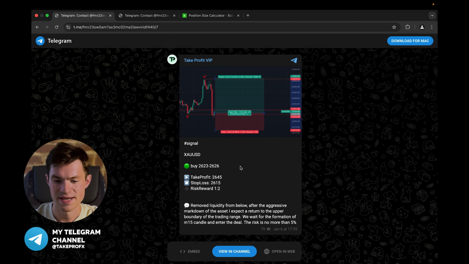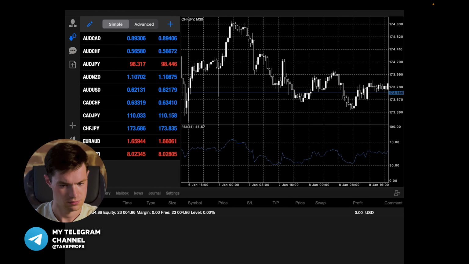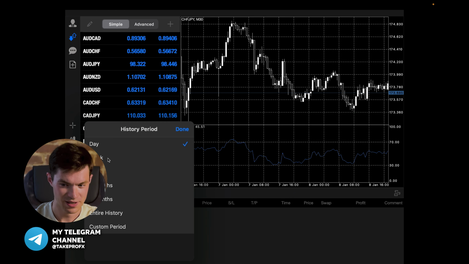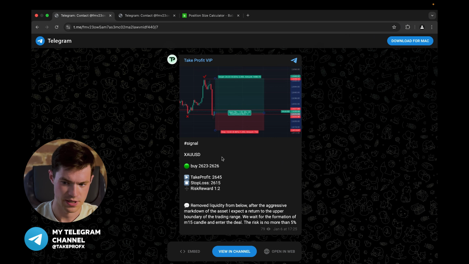Let's take a look at the second simple trade, but on gold. The signal was also published in the Telegram channel, and this trade brought me, attention, not less than the previous one. 1745. Not a bad trade, also with risk reward 1.2.